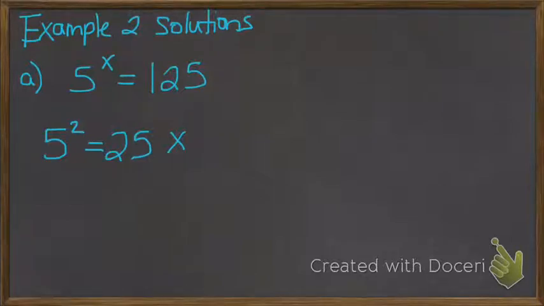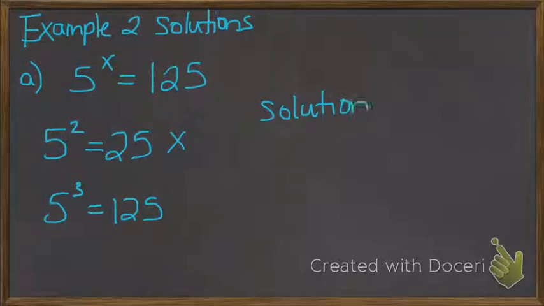And we don't have to go very far because we'll see that 5 to the power of 3 is in fact 125. So the solution to this exponential equation is x equals 3. Next week we're going to see how we can solve for x directly using logarithms. But for now, something as simple as trial and error is perfectly acceptable.